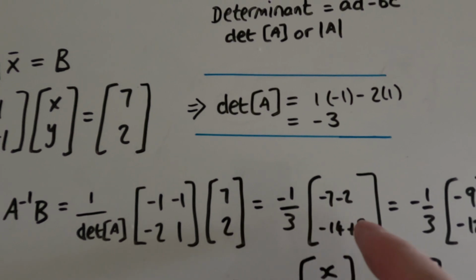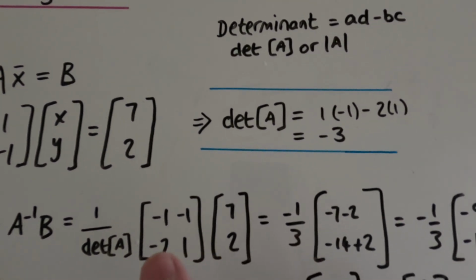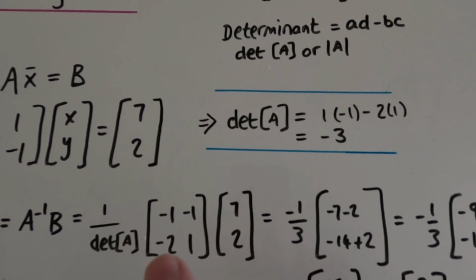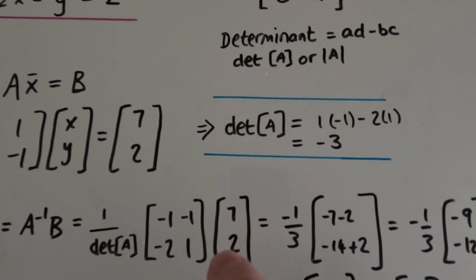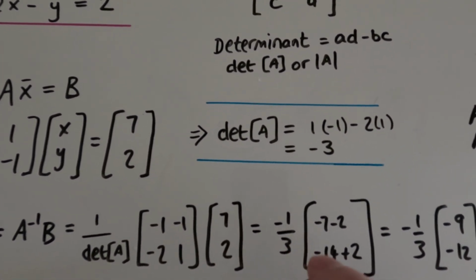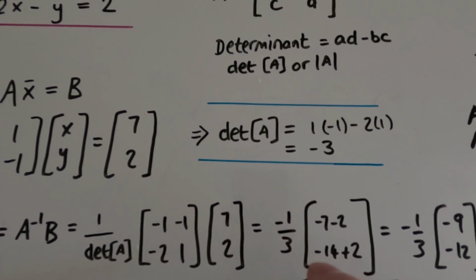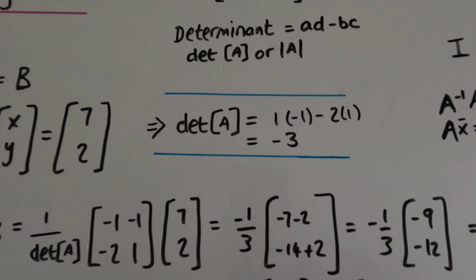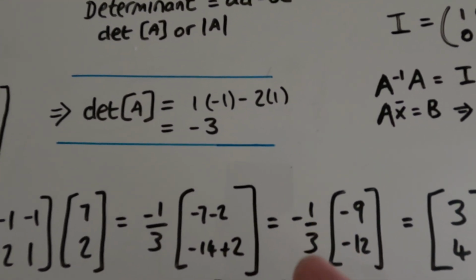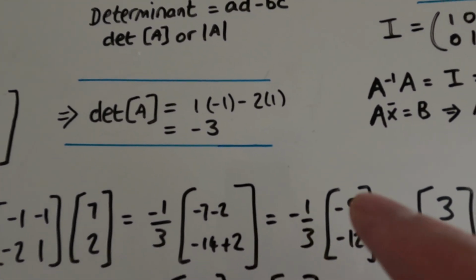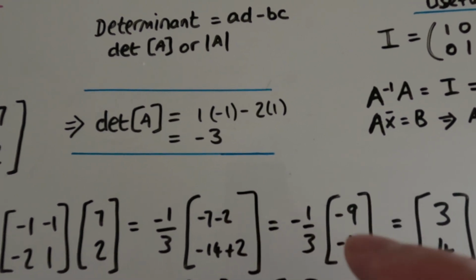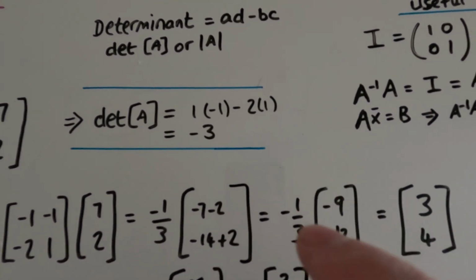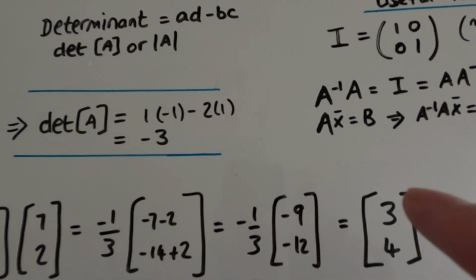And then for this one, it's second row, first column. So we take the second row here in the first column, there only is one column. So it's minus 2 times 7 plus 1 times 2. So minus 2 times 7, minus 14 plus 2. Okay, so that's minus 12. So the answer is minus a third, that's our 1 over our determinant. And then our column vector is minus 9, minus 12. And then simplify that, we get 3, 4.